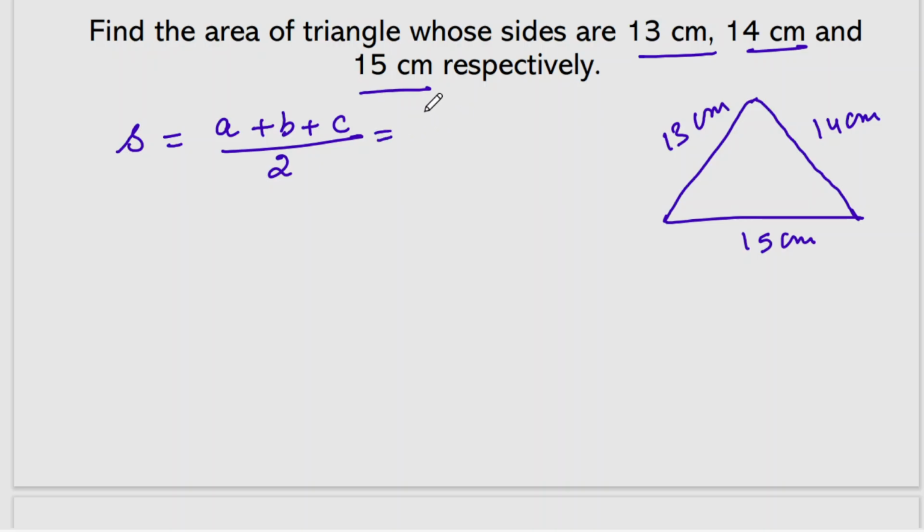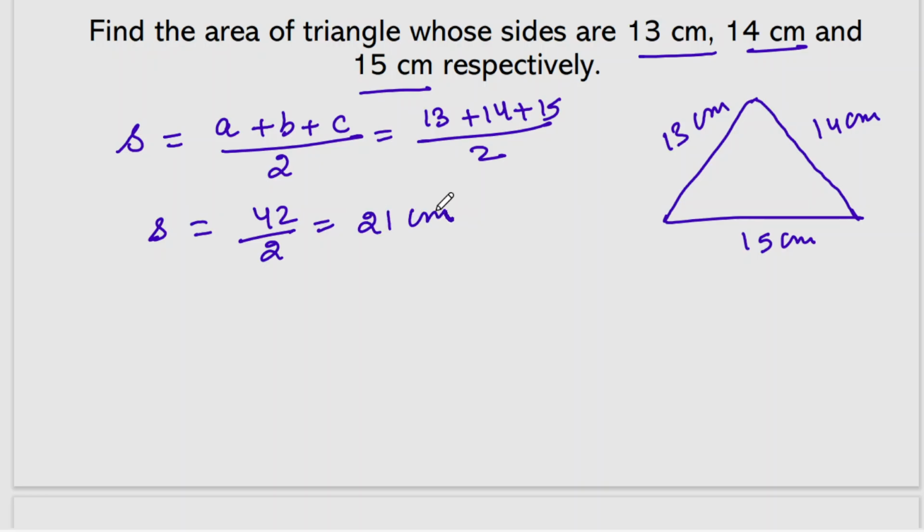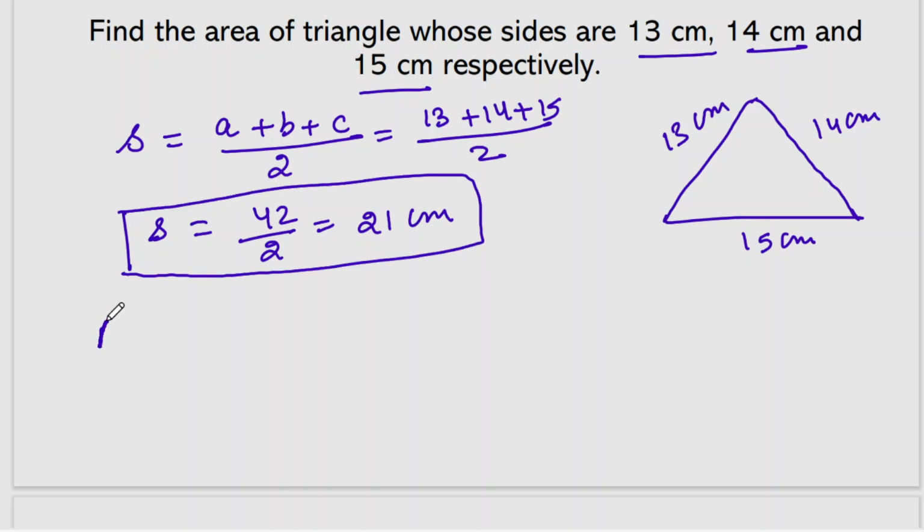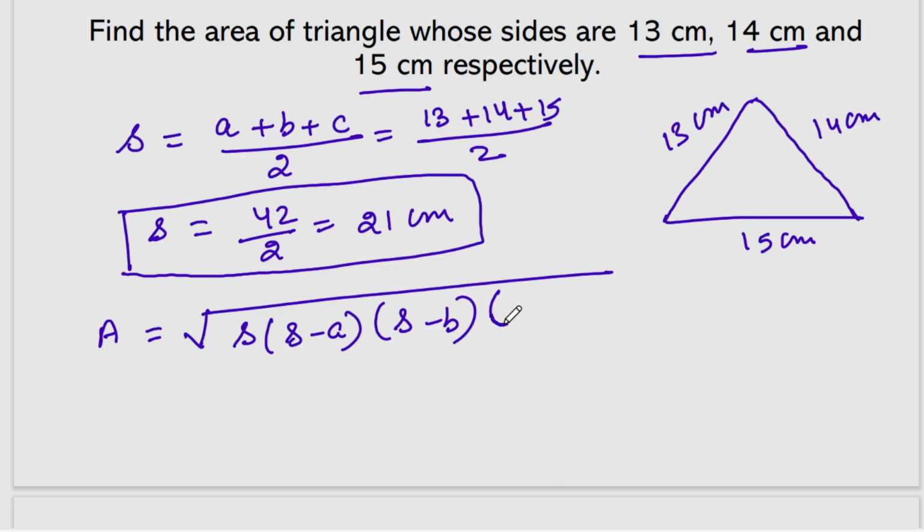So A is our 13, B is 14, plus 15, divided by 2. So I will get S equal to how much? 27, then 42 by 2, that is 21 centimeter. So finally I got S equal to 21 centimeter. So now we'll apply the formula: area equals under root S, S minus A, S minus B, and S minus C. So we know this is our A, this is our B, and this is our C.